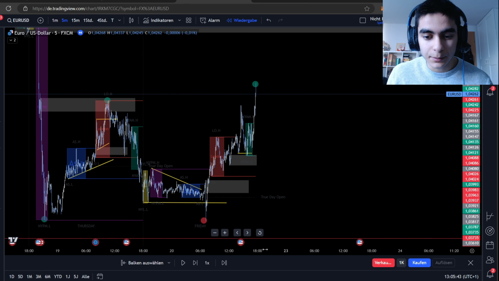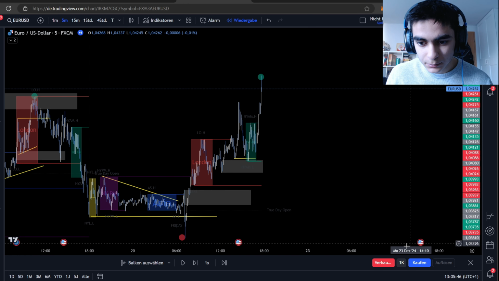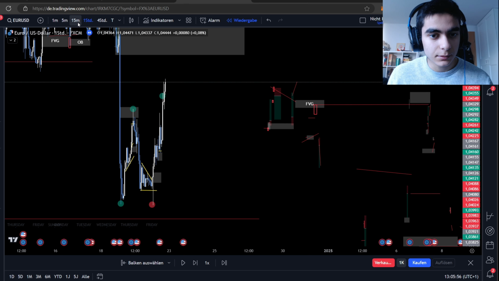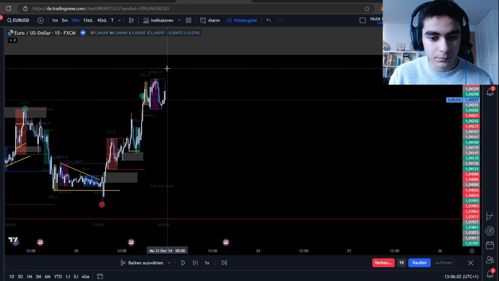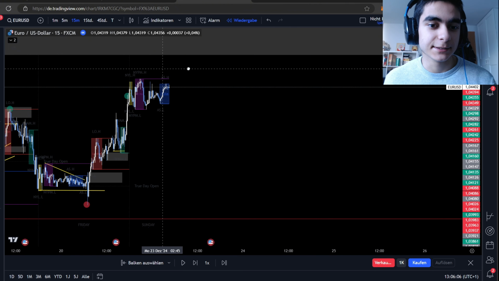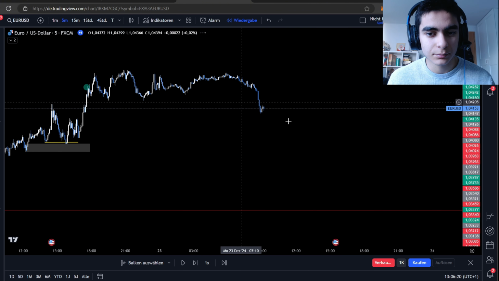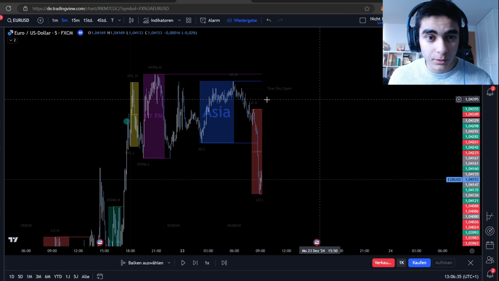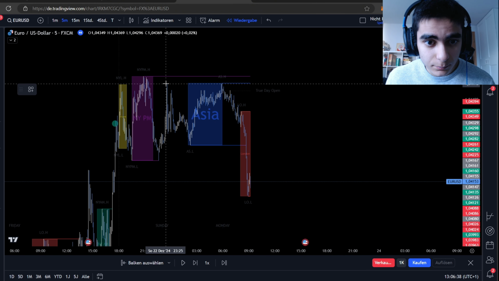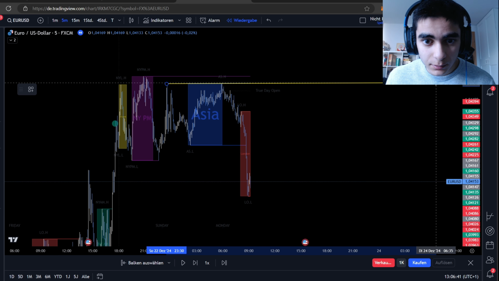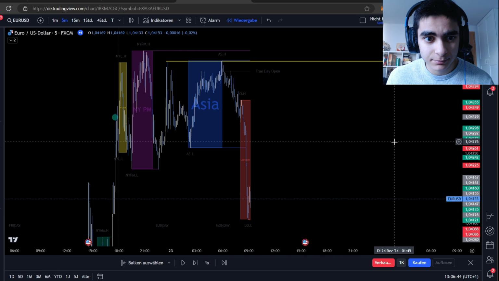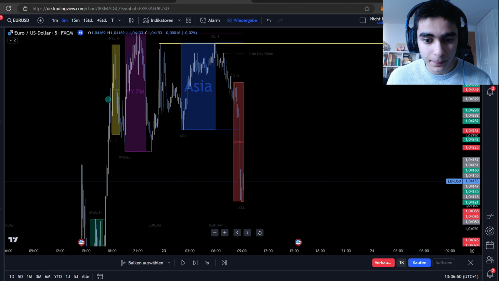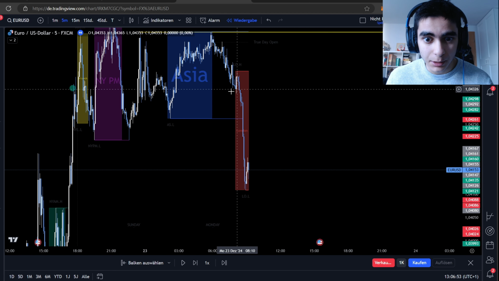So we have a bullish complex pullback. Now let's see what price does the next day on London session. Okay, price showed us a double top on Asia session. Change of character right here. And bearish reaction.